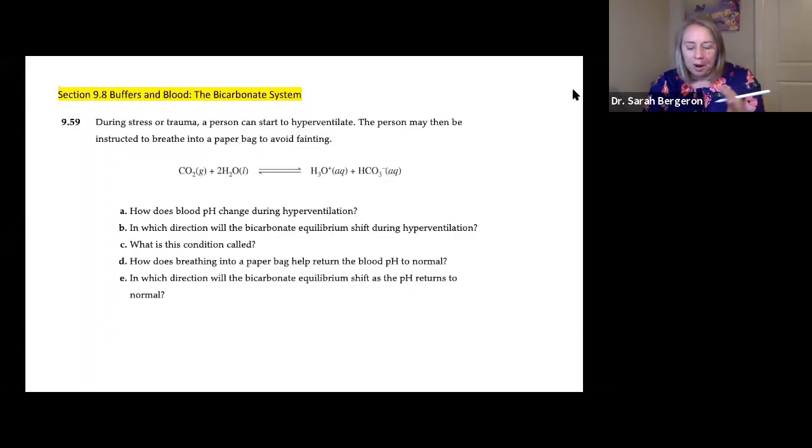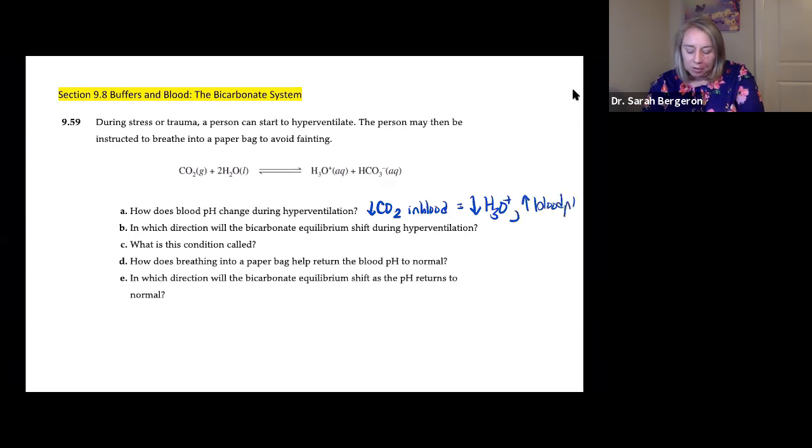All right, so here we have our problem. We're under stress, we're under trauma, we start to hyperventilate. So you're going to give that person a bag and have them breathe into the bag to avoid fainting. So how does our blood pH change when we hyperventilate? Well, we know that this is going to lower our CO2 levels in the blood. So what happens when you lower CO2 levels? You're going to lower your concentration of that ion, that hydronium ion. And what happens then is that you increase your blood pH. So you become basic, right?